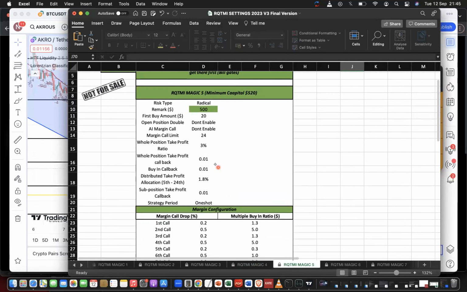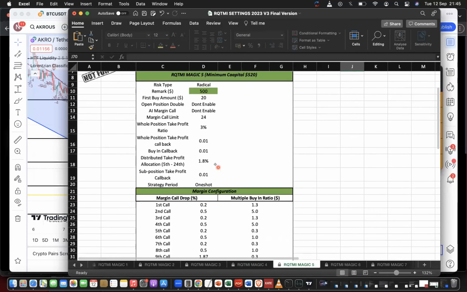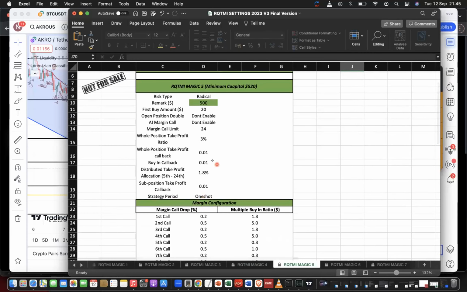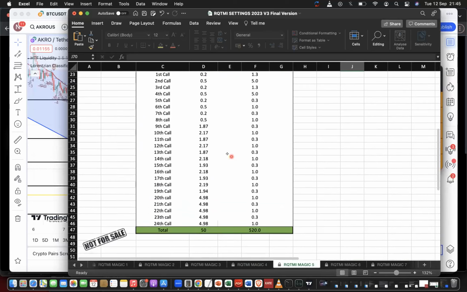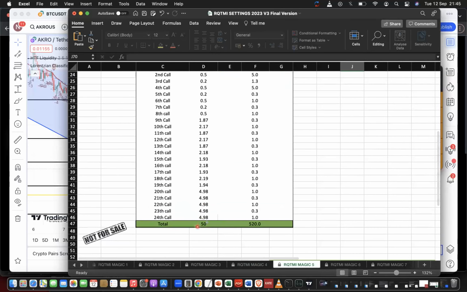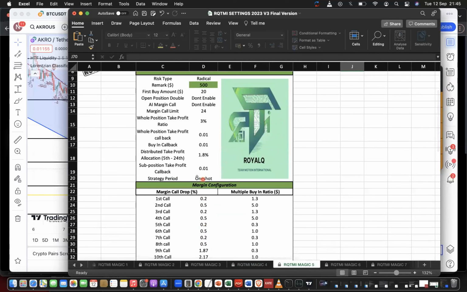I hope I'm not boring you people. I'm just trying to explain this method 5. It's one shot. If you have $500 capital and above, you can use it. So what's special about the fifth one? The fifth one is that it can tolerate 50% call drop. That's the beautiful thing about this one. And it's one shot.